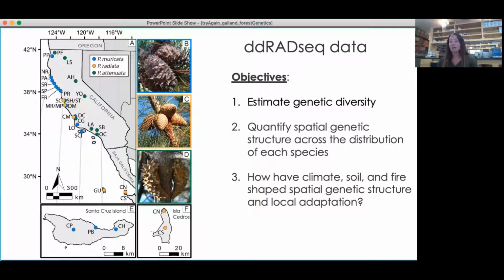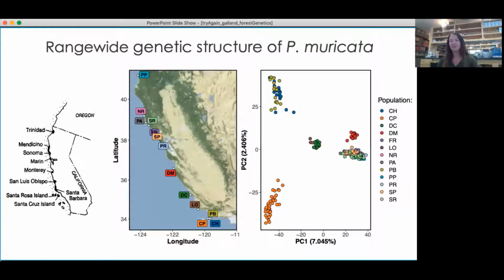And for the purposes of this talk, I will discuss preliminary results for the 2 most range-restricted pines in this study, muricata and radiata, as seen in panels B and C, respectively. So first, we see our muricata distribution and sampling maps on the left and the center, respectively. And right away, we see substantial spatial genetic structure in this species.